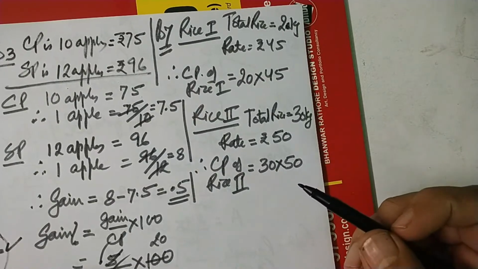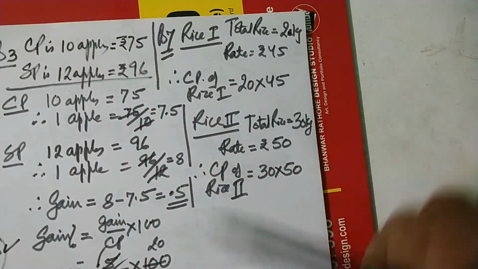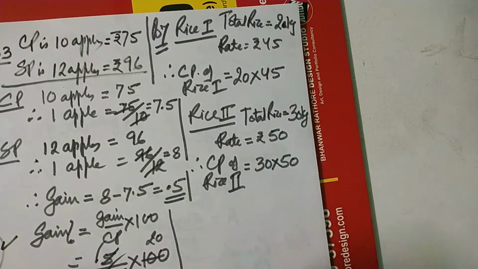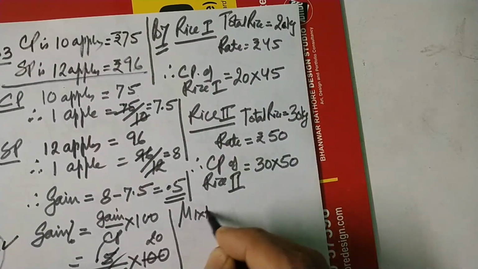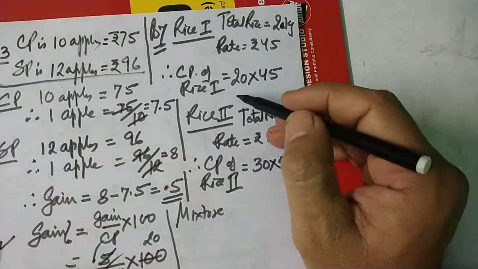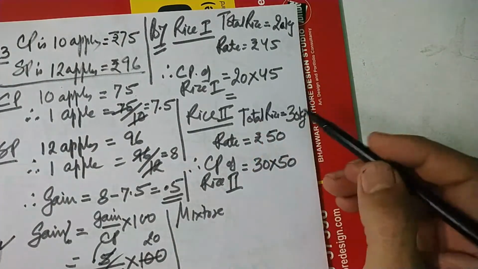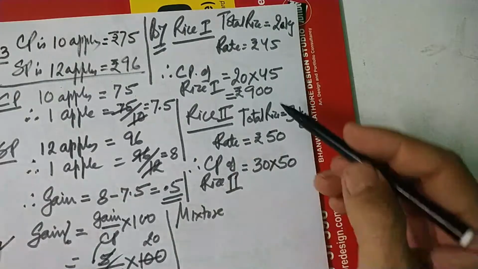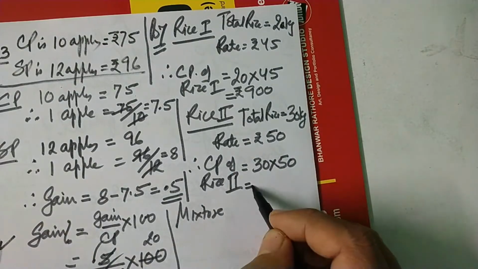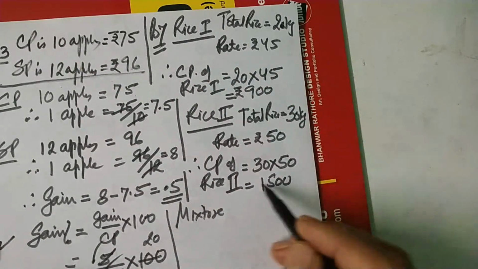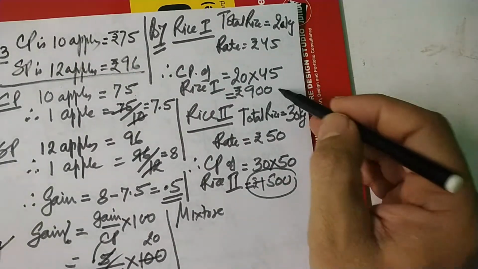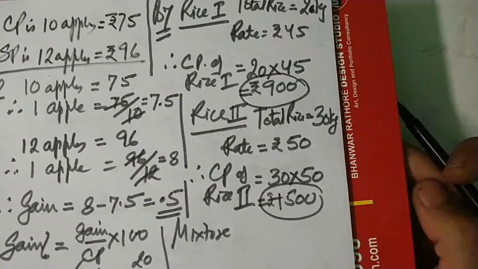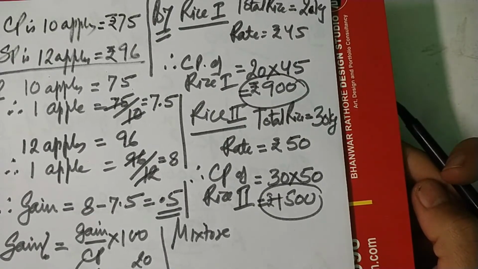After that she mixed both the rice. Rice 1 and rice 2 are mixed. It is written she sold the mixture. Now let's see what the mixture was. So the cost price becomes, what is the cost of the first rice? 900. So she paid 900 rupees for the first rice, and 1500 rupees for the second type of rice. So she has paid 900 rupees to buy the first type of rice and 1500 rupees for the second type of rice.